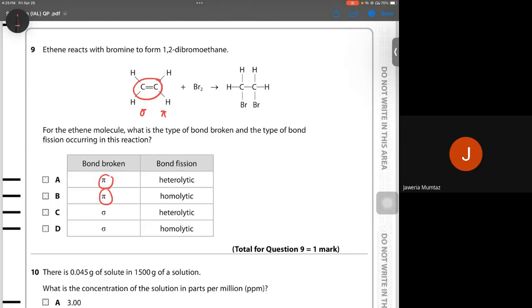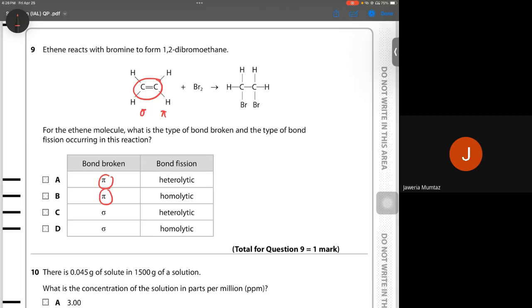So pi means that it may be A, it may be B. We are going to filter the options, so the probability of getting a correct answer is going to increase. So A or B may be correct. Then we have to see, is this heterolytic fission or a homolytic fission? So how can I say what this is?